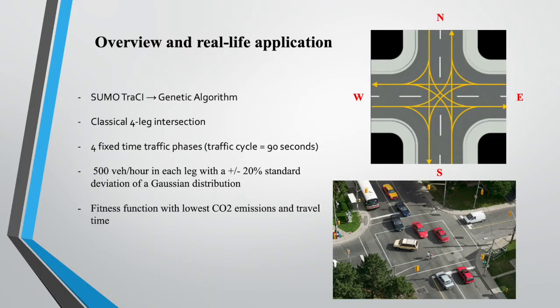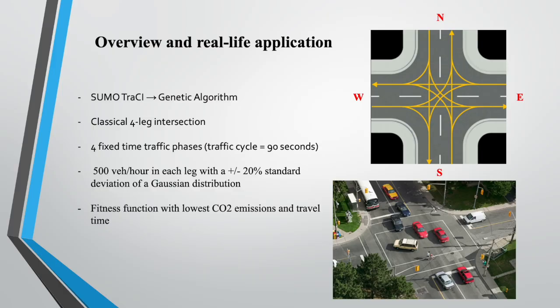To first give a brief overview of this topic, we have to implement a classical four-leg intersection into Sumo and define a genetic algorithm which then connects to Sumo using TraCI, controls these traffic lights and finds the optimal time for them. So there are 4 fixed time traffic phases.